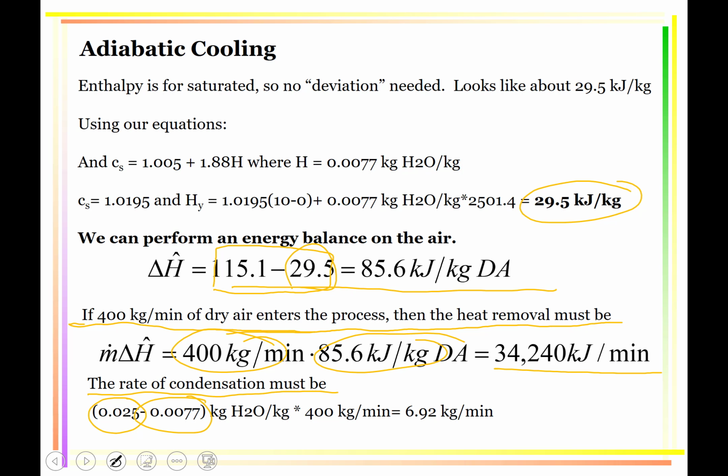And the rate of condensation must be that this is the initial humidity, and this is the final humidity. So this is how much water is coming out, and that is going to be in kilograms of water per kilogram of dry air. And we're going to multiply it by the flow rate of dry air, and that gives us 6.92 kilograms per minute.